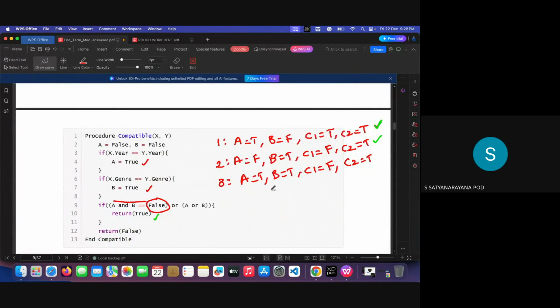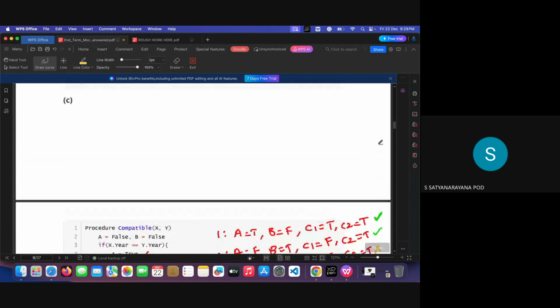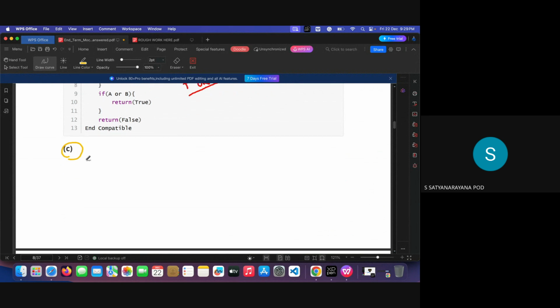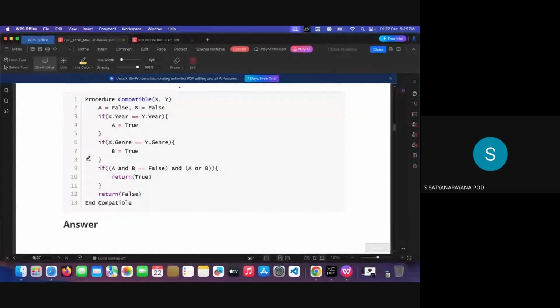Whenever you are checking, years are same and gender is same, this condition has to return false, but unfortunately it is returning true. So that's the reason this procedure failed. When this procedure is failed, option C is incorrect. Now let us see option D, what they did.